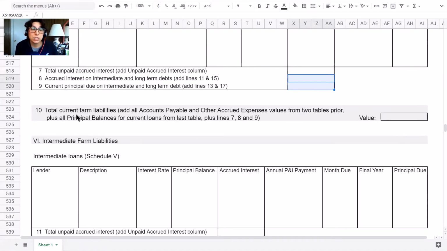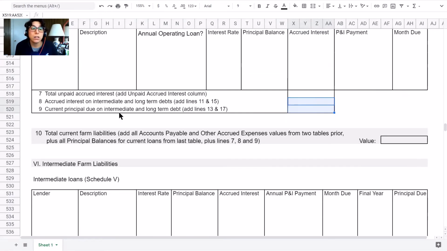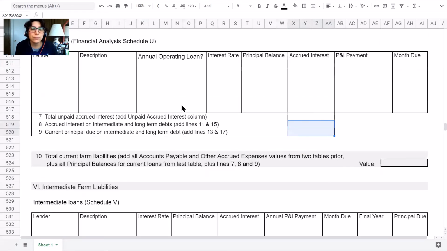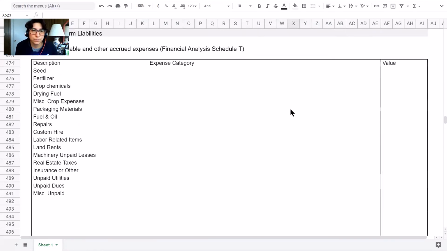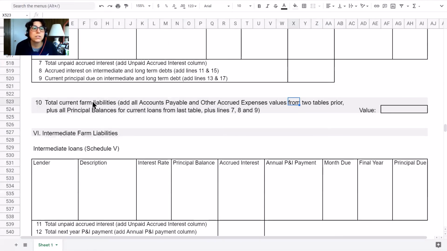Here, there's a space to just add all of the accounts payable from this table and other accrued expenses values from 2 tables prior. So these 2 tables, plus all principal balances for current loans from last table, plus lines 7, 8, and 9. All right. And there's a space here to enter the total. Let me know if anything is too confusing, either now or when you go ahead and start trying to put your numbers in here.